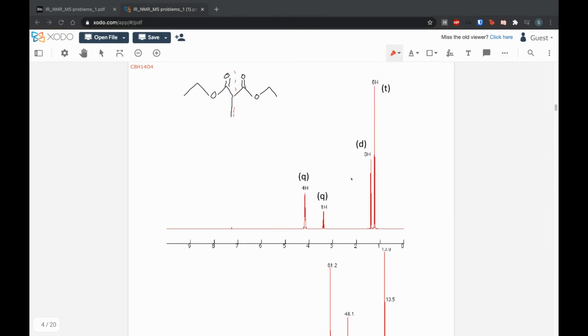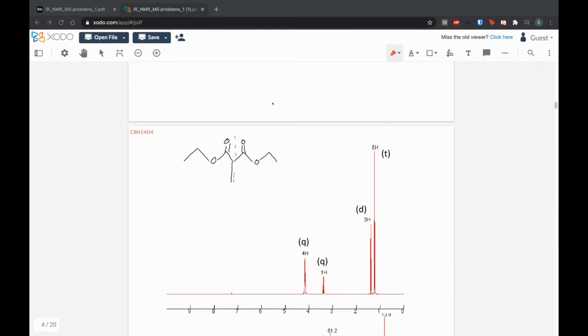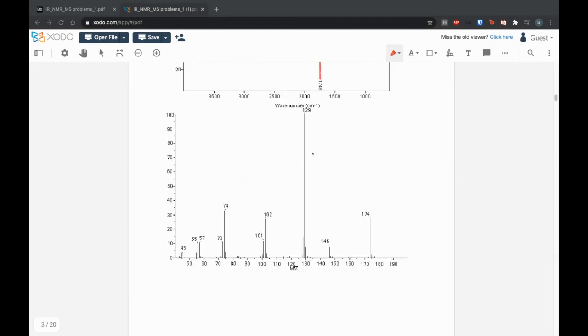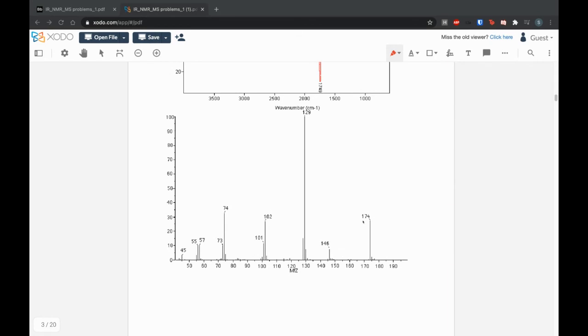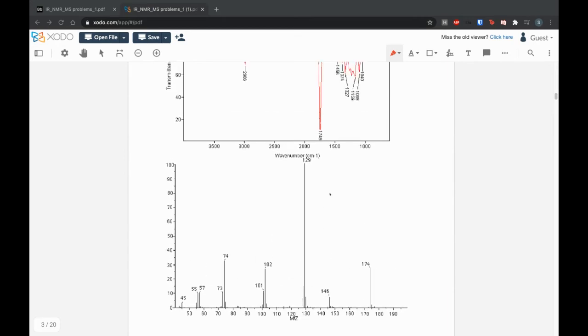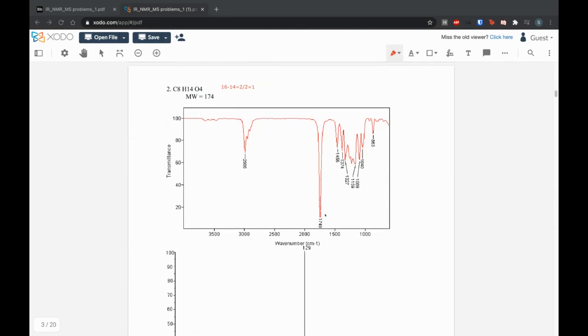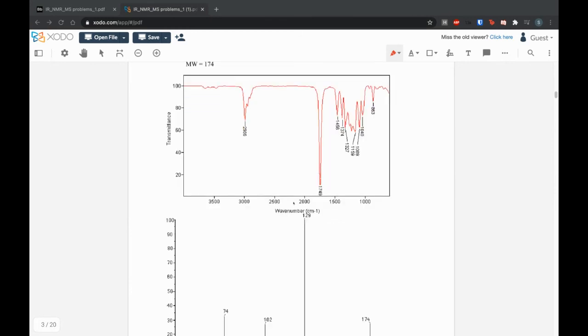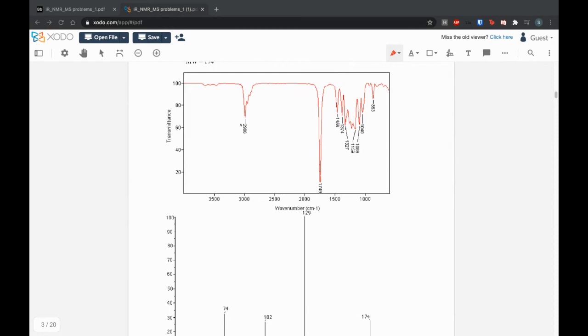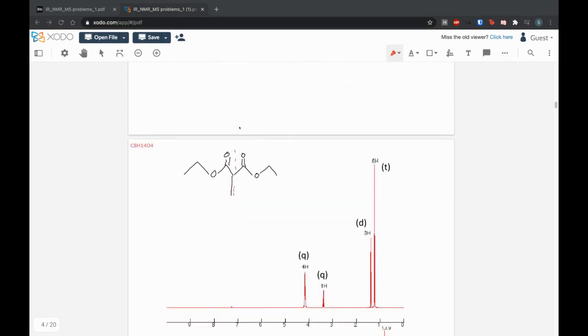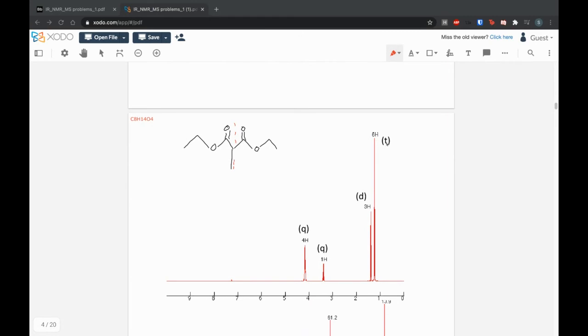Hopefully this makes sense with this structure. And it should also make sense with the mass spec when we have to look at these fragments. 174, 146. Yeah, that should make sense. And then the IR, 1749, that should be closer to ester than aldehyde or ketone. And then these are just CH bonds. So really the most valuable information is the H-NMR graph as well as the formula. Okay.